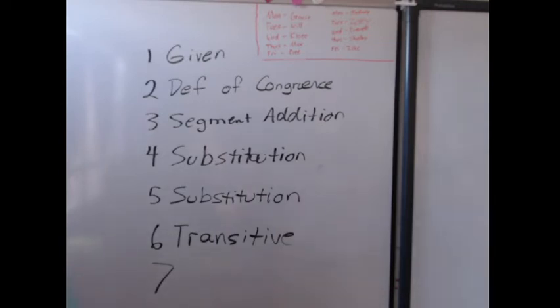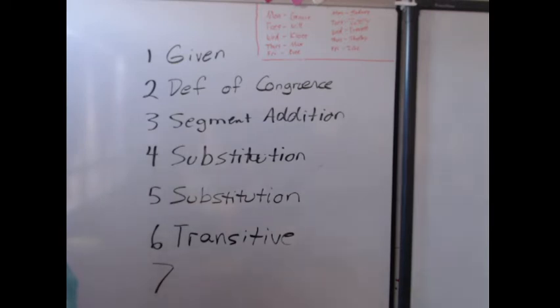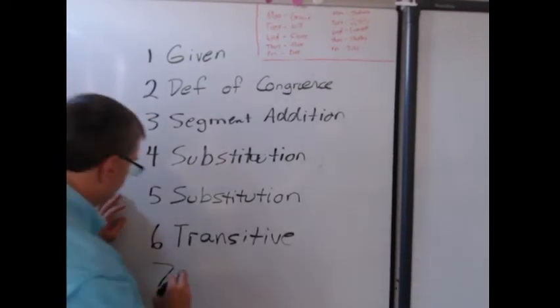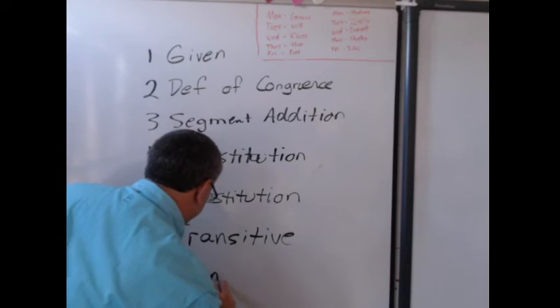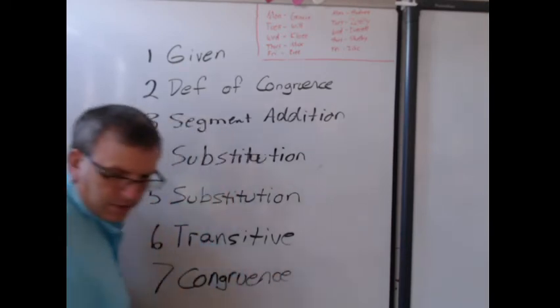Definition of congruence. Reflexive, Trent, is where x is equal to x. That's reflexive, okay? With this one, we're just changing it from equal to congruent. And so that's congruence.